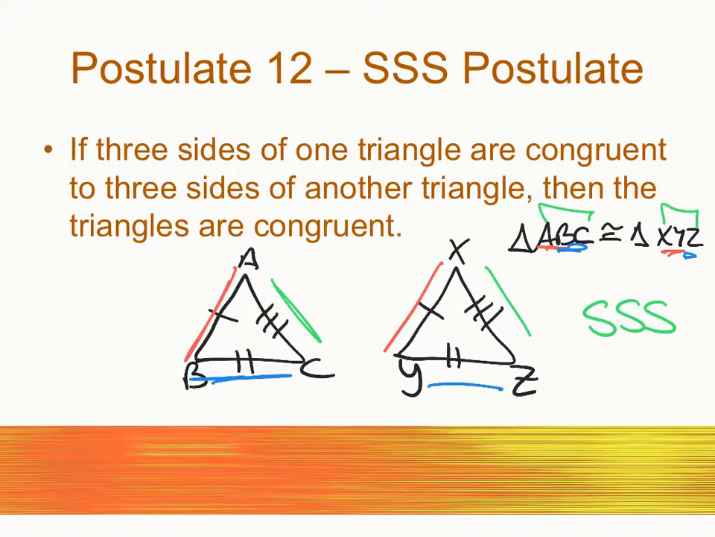Now, instead of giving you the little tick marks or congruency marks, they might also have numbers. So they might say this one's 4, maybe this one's 3, and then 5, as long as they have the same numbers in each one of the corresponding sides. Then you could show that they're congruent. So let's try a few examples.